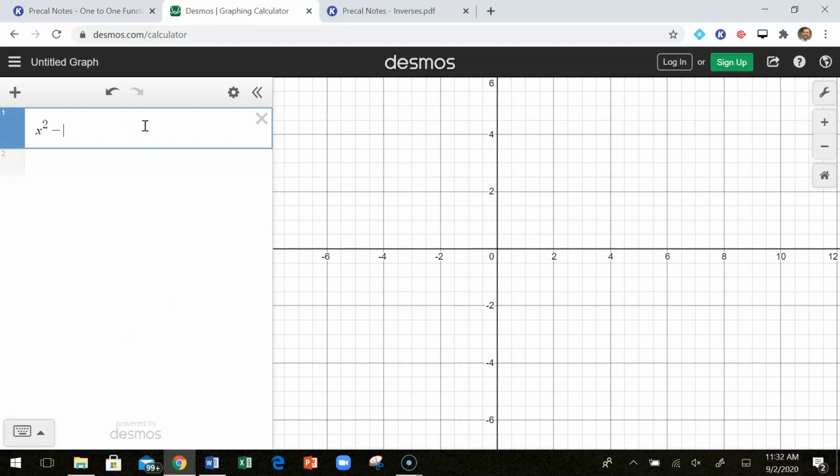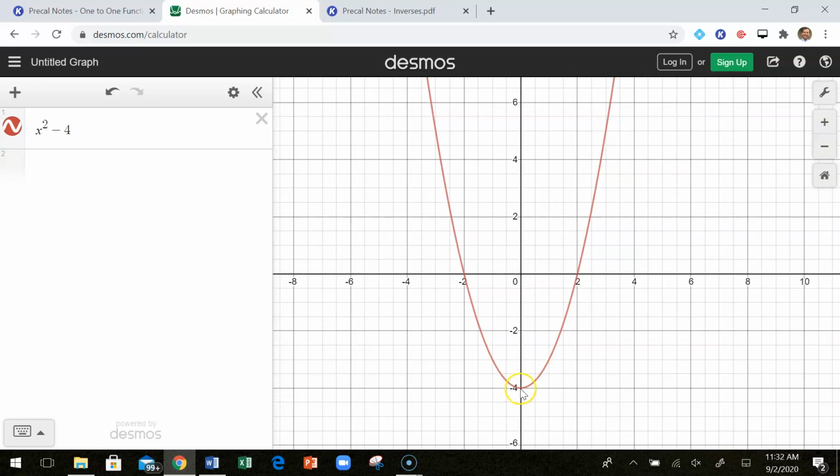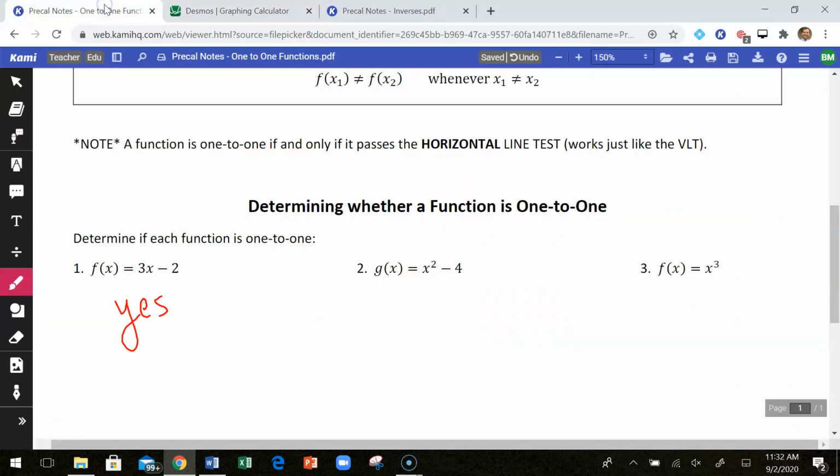X squared minus 4. Okay, if we did x squared minus 4, what we have here is a parabola centered at -4. But again, if I draw a horizontal line, would it be possible that I hit that graph more than once with a single horizontal line? And the answer there is yes, and therefore this is not a one-to-one function.